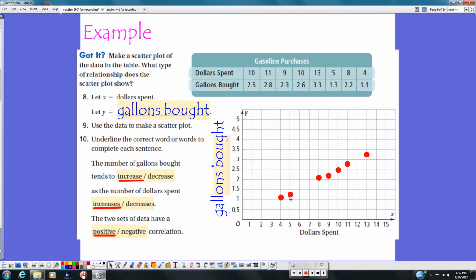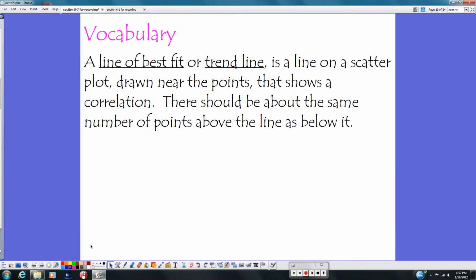So, your scatter plot should look something like this, just plotting the points. You'll also notice that you do have to estimate. We don't have an exact 2.8 on here, so we'd have to estimate that as best we can. So the number of gallons bought increases as the number of dollars spent increases, so therefore this would be a positive correlation. The other thing we're going to do in this section is come up with a line of best fit, also known as a trend line. That's a line on a scatter plot drawn near the points that shows a correlation. When we draw a line of best fit or a trend line, we want to make sure that we have about the same number of points above the line as below the line. And we do also want some points on the line.